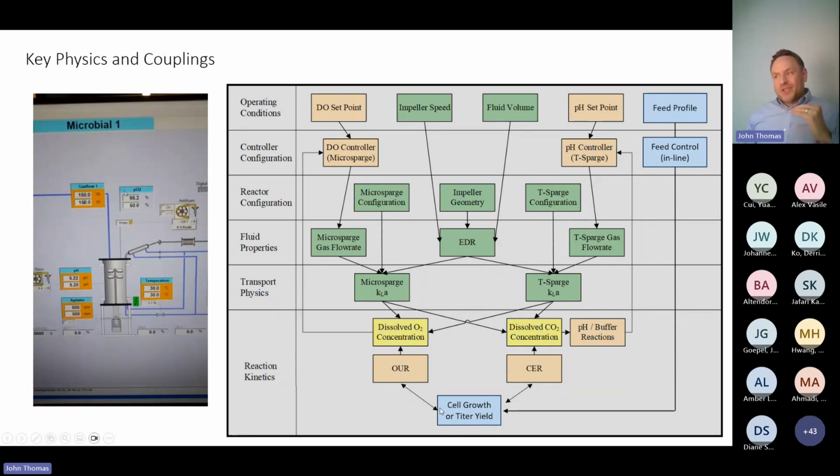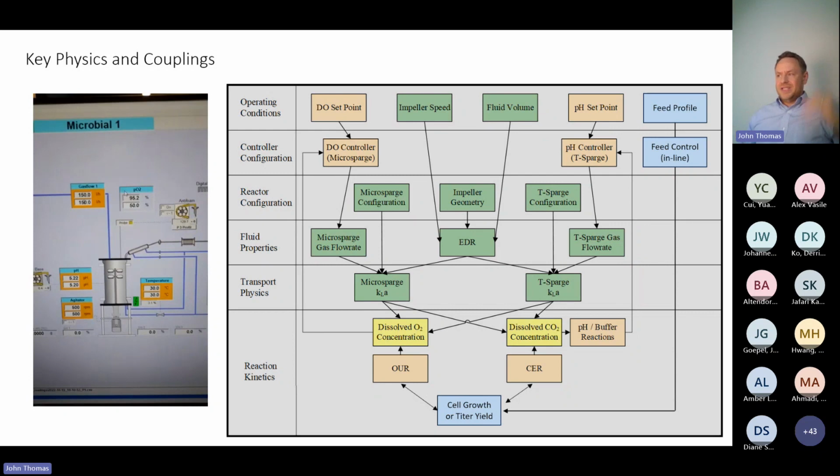And the purpose of the twin here is to link these physics such that if I change the impeller speed, if I change the pH set point, and I know what the controller is, I can then predict from the twin what the fluid properties will be, what the transport physics will be, how that will inform kinetics, and what sort of process yield I'll get.